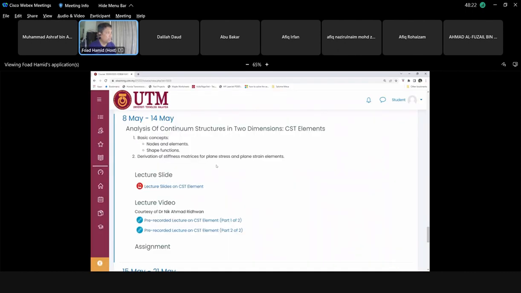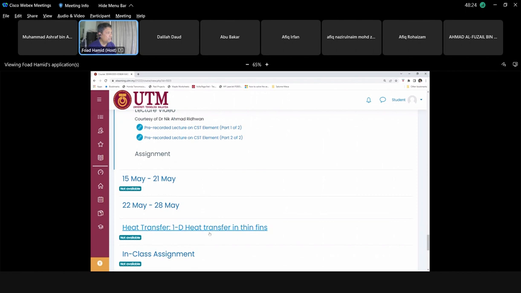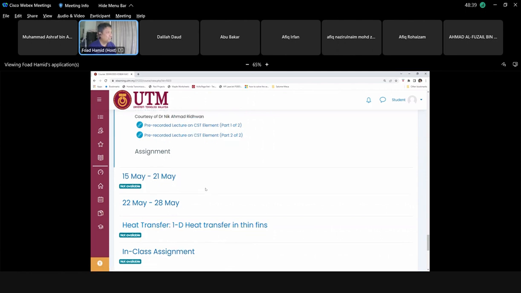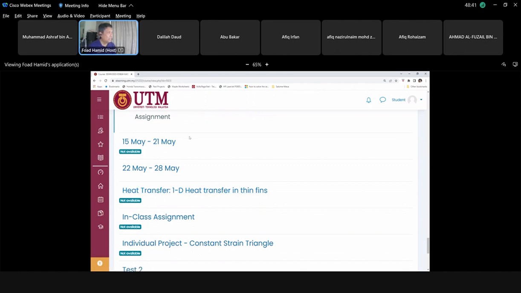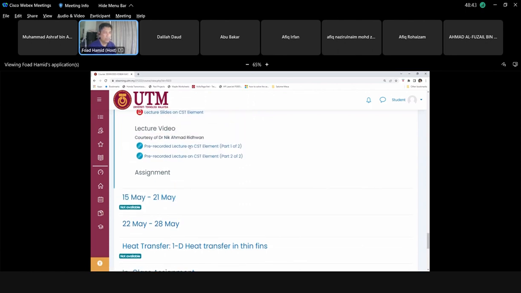Let's see if I have this one. Okay, heat transfer, 1D heat transfer. Actually, here, this is another element for heat transfer. It should be here, or maybe here. Okay, so I haven't updated the e-learning portal yet. So I hope you can see. The thing is still the same.